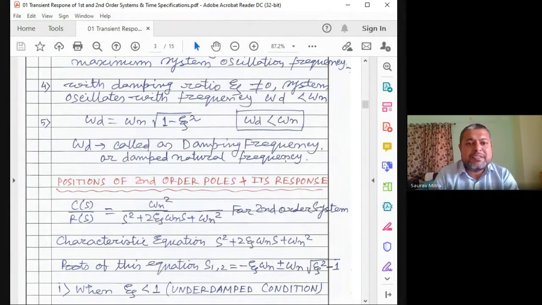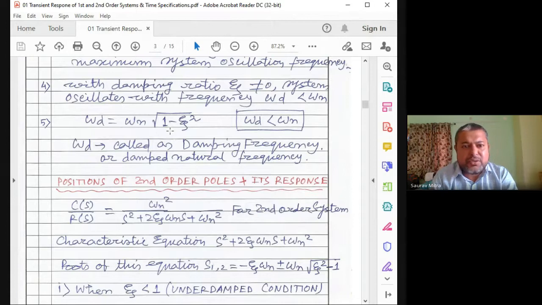Omega d exists as long as zeta is less than 1. Whenever zeta is equal to 1, in this formula you will find omega d is equal to 0. That means at critical damping, omega d is equal to 0. And at over damping, omega d is an imaginary quantity. So at zeta greater than 1, omega d does not exist.